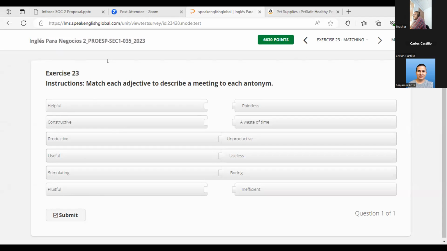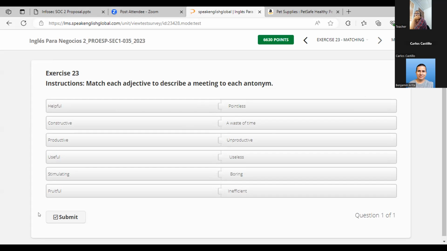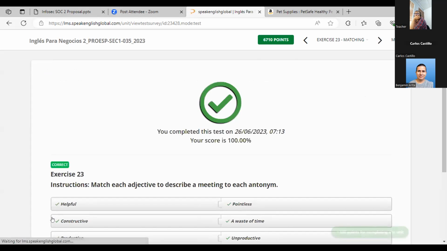Okay, so productive is unproductive. Fruitful is inefficient. Productive is unproductive, fruitful is inefficient, and then constructive is a waste of time. And then for useful, it should be useless. And then what are you missing? Helpful. Okay, try that. Like this. Yeah. Oh, there we go.